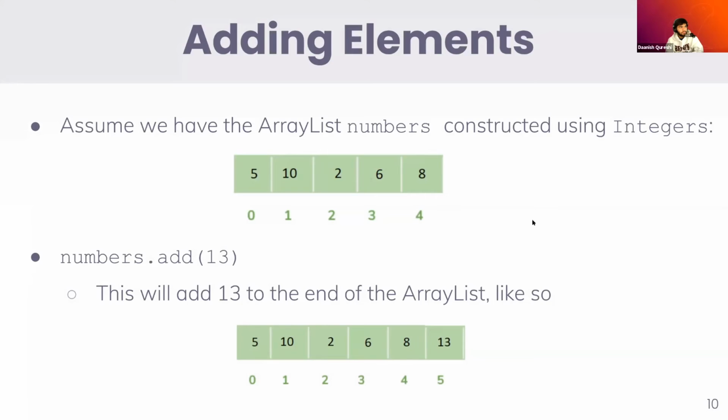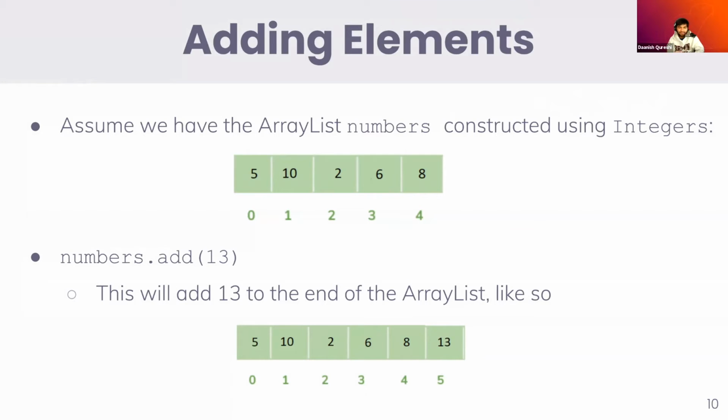Okay, so adding elements here. Assume we have the array list, and a lot of my examples here are going to be using this same array list. It's called numbers. It's using the wrapper class Integer, so they're integer numbers. And it has a length of 5, and it has 4 total indexes, so it goes 0 through 4.